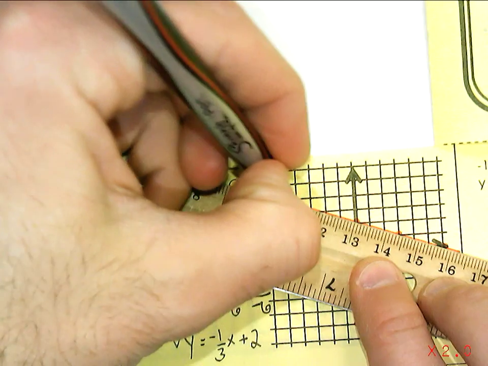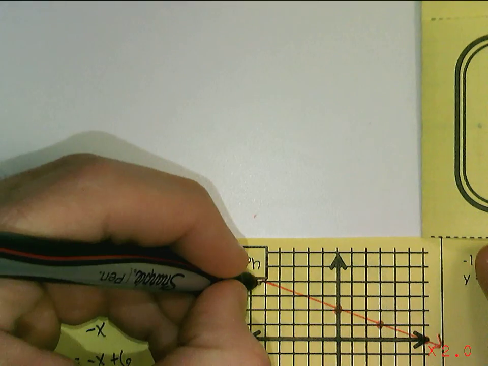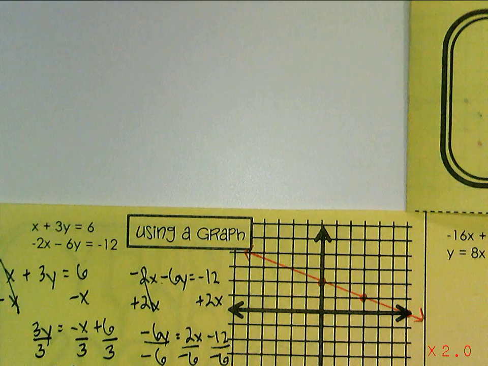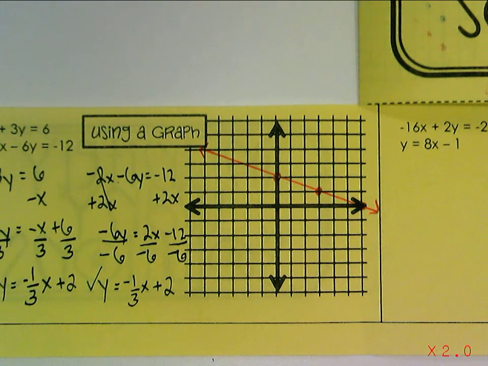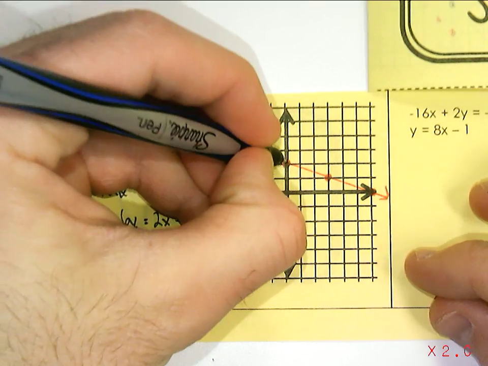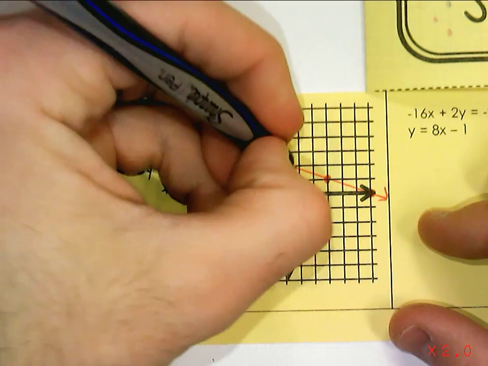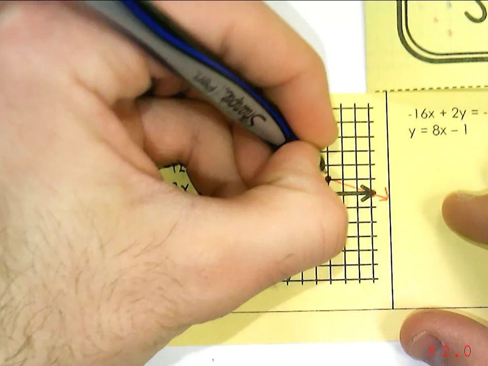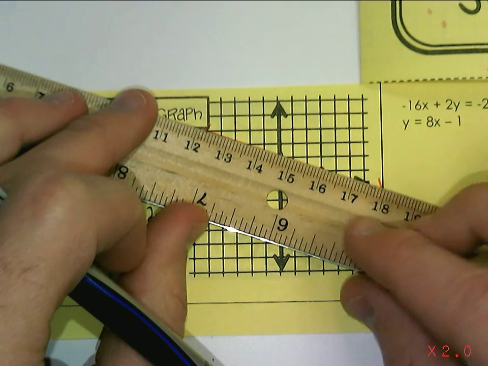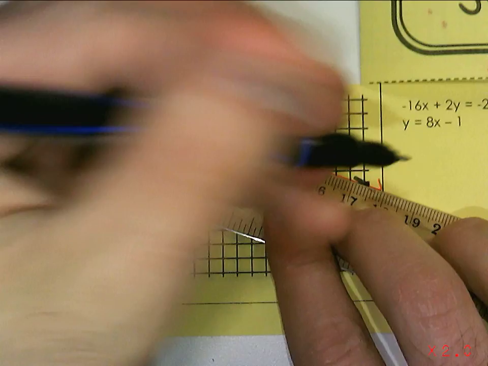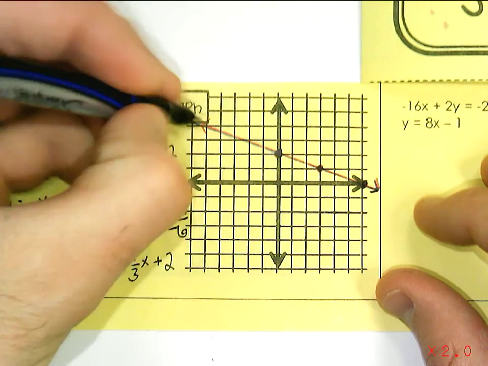Slap a line through there. Arrows on the ends. Okay, so that was that line. Now something interesting is going to happen here. So my second line is at 2, and the slope is down 1, right 3, down 1, right 3. And draw your line through, and you should have noticed something happening.